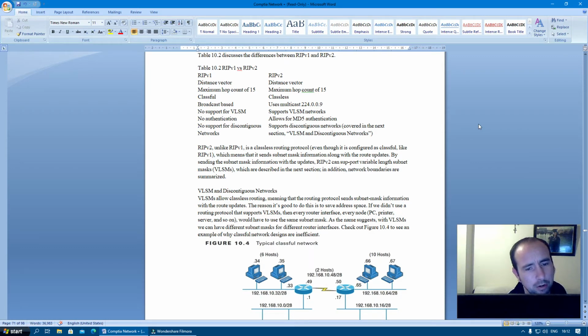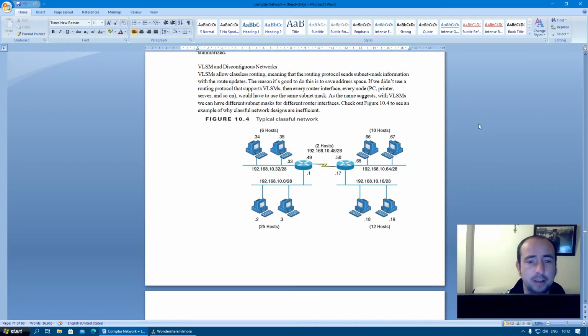RIP version 2, unlike RIP version 1, is a classless routing protocol, even though it is configured as classful like RIP version 1, which means that it sends subnet mask information along with route updates. By sending the subnet mask information with updates, RIP version 2 can support variable length subnet masks, VLSMs, which are described in the next section. In addition, network boundaries are summarized.